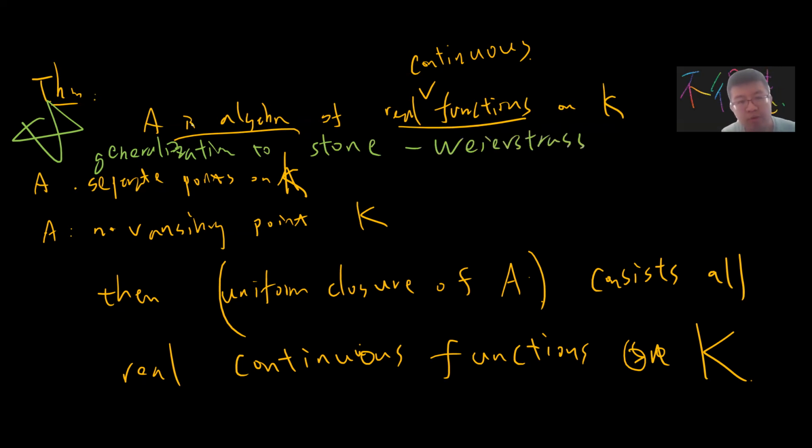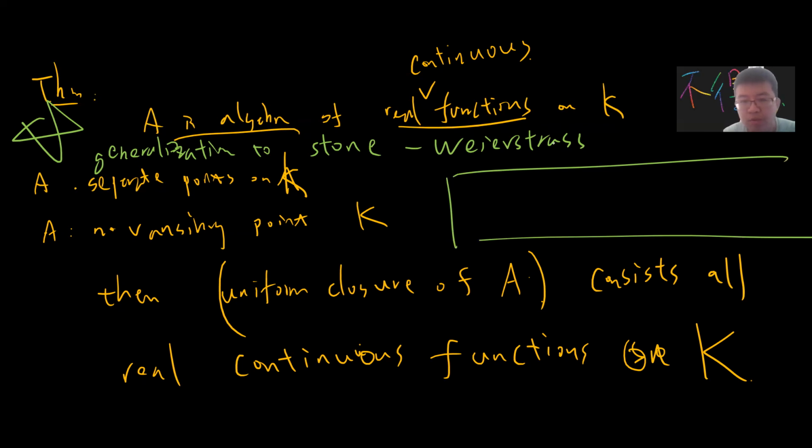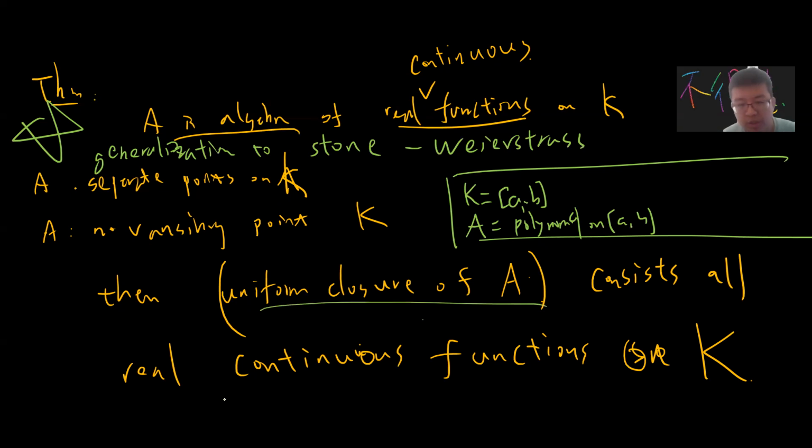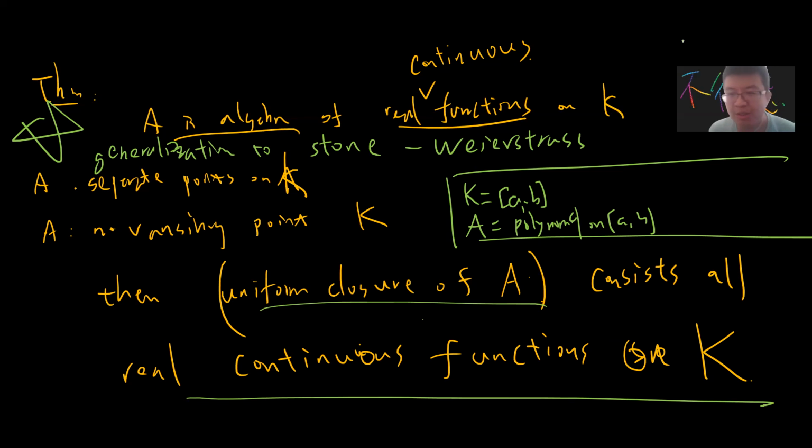For Stone-Weierstrass, I assume everyone knows what I'm talking about. Take K to be [a,b], and for your algebra A, take all the polynomials on [a,b]. So A is an algebra of real continuous functions, since polynomials are continuous, and it separates points on K. Sure, A vanishes at no point of K, sure. Then the uniform closure of A consists of all real continuous functions. So this is the generalization.